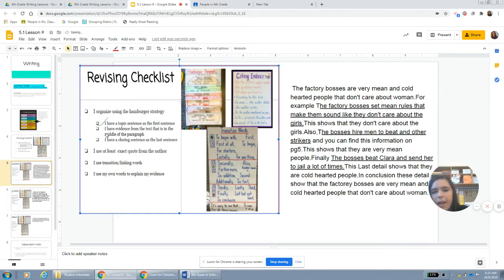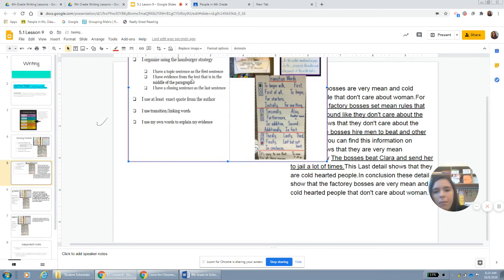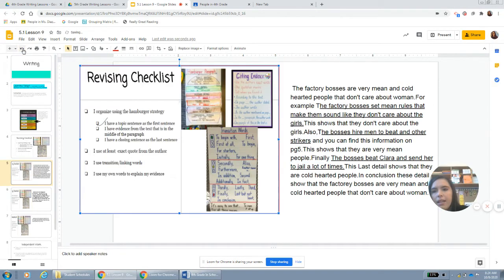They do that. I have evidence from the text that is in the middle of the paragraph. So, like our hamburger paragraph, they need to have evidence from the text, and it should be at least three details. So, let's see. For example, the factory bosses set mean rules that make them sound like they don't care about the girls. I underline that because that's the first detail. This shows they don't care about girls.